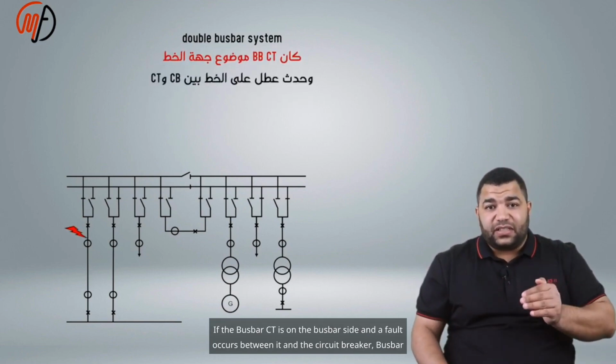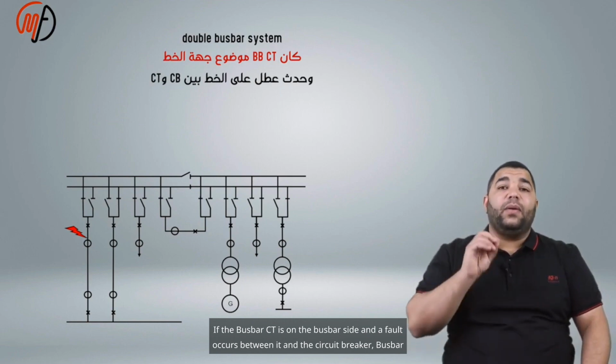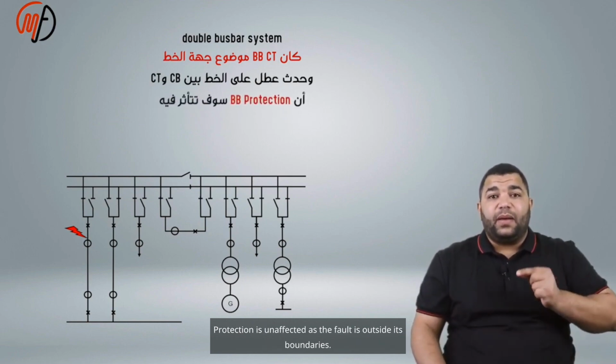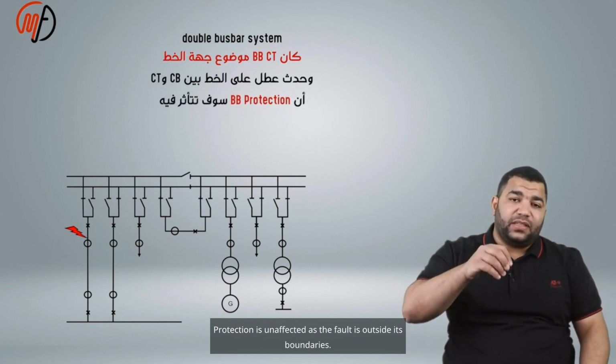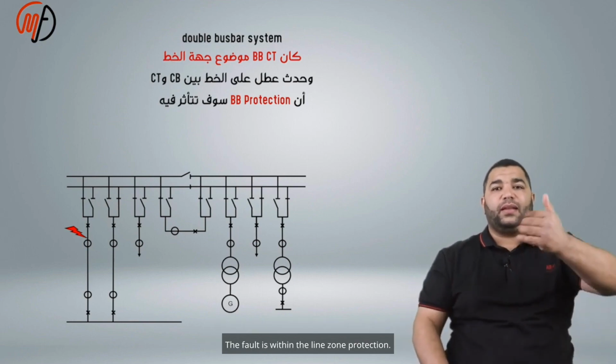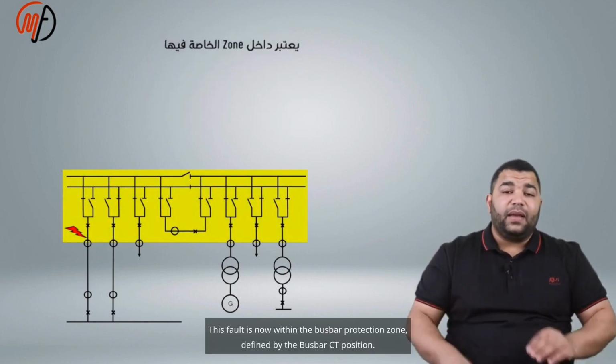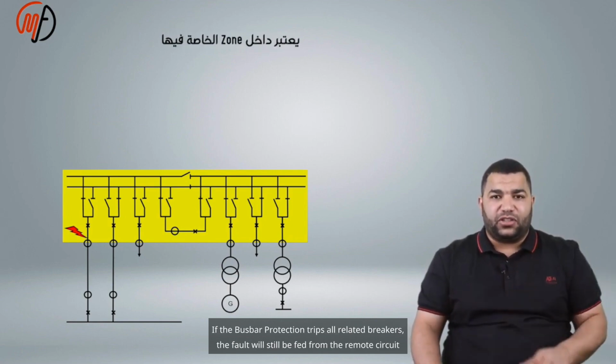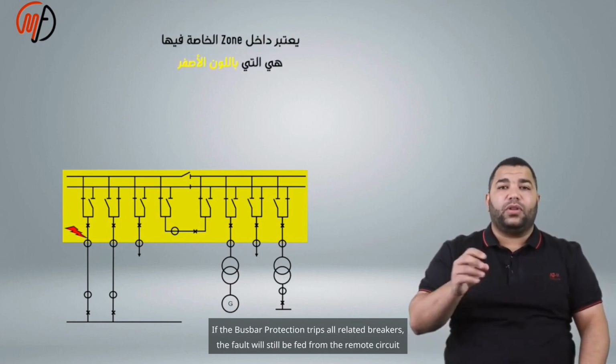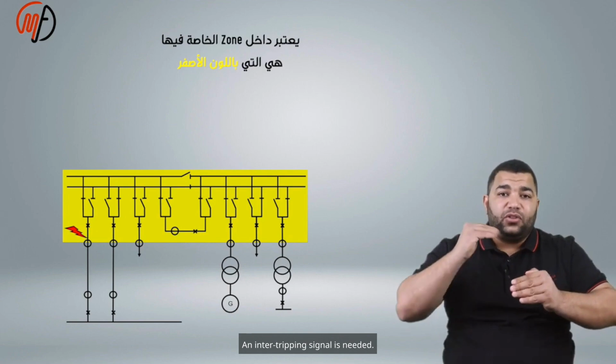If the busbar CT is on the busbar side and a fault occurs between it and the circuit breaker, busbar protection is unaffected as the fault is outside its boundaries. The fault is within the line zone protection. This fault is now within the busbar protection zone, defined by the busbar CT position. If the busbar protection trips all related breakers, the fault will still be fed from the remote circuit breaker. An inter-tripping signal is needed.